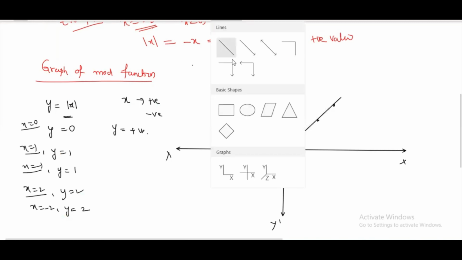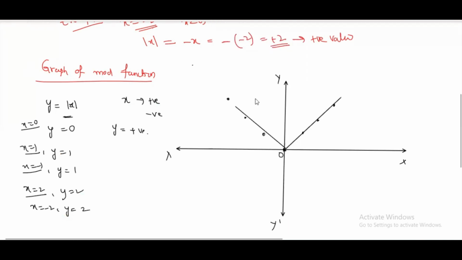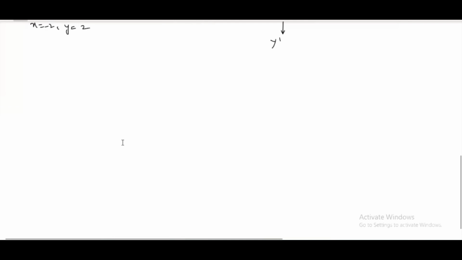So this is the graph for modulus function. This is y is equal to plus x, and this is for y is equal to minus x. If you see the angle here, this angle is 45 degrees, and from here to here, this will be 135 degrees. So hope you understand how the graph looks and what the modulus function is. Let's see a few properties of modulus function, then we will solve the problems.